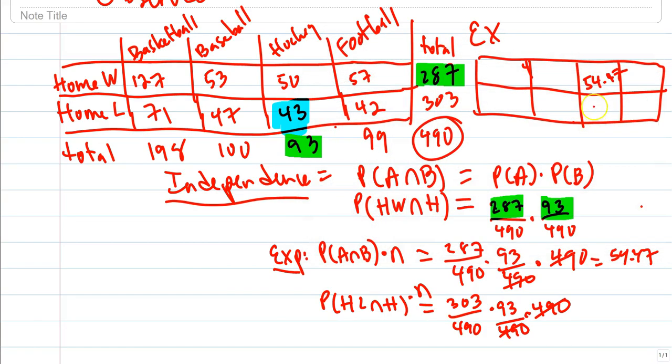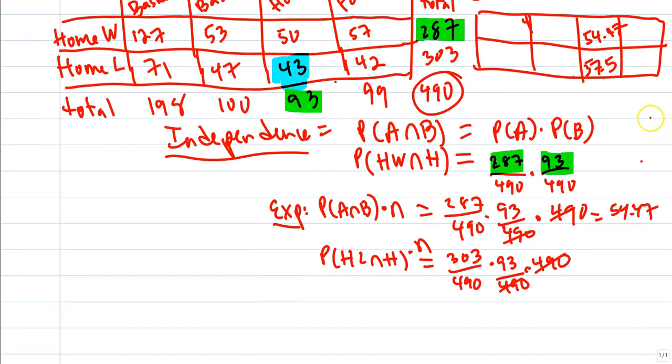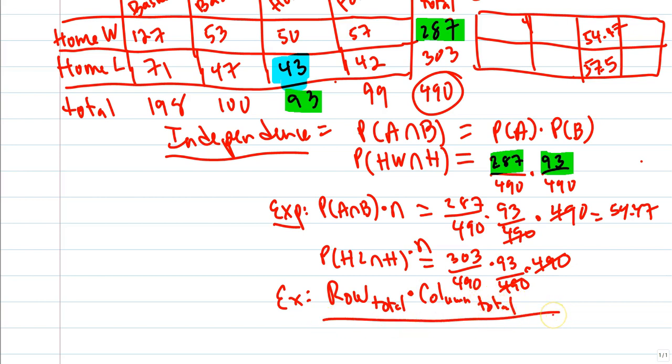57.5. If everything was perfectly independent, I would expect there to be 57.5 right there. One more, but this time I'm going to show you the formula that they'll have in the book. To get the expected, take the row total, times the column total, and divide it by our total. That's our n. Isn't that kind of what we did? Why don't we just do row times column divided by total?